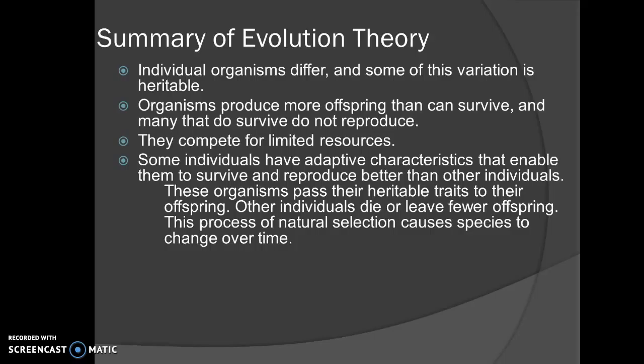So with that variation in the environment, like the different colored beetles, certain variations are allowed to survive and reproduce better because of their environment and the environmental pressures. These organisms will then pass on those traits to their offspring. So other organisms will die or have fewer offspring that are not best fit or best adapted for their environment.